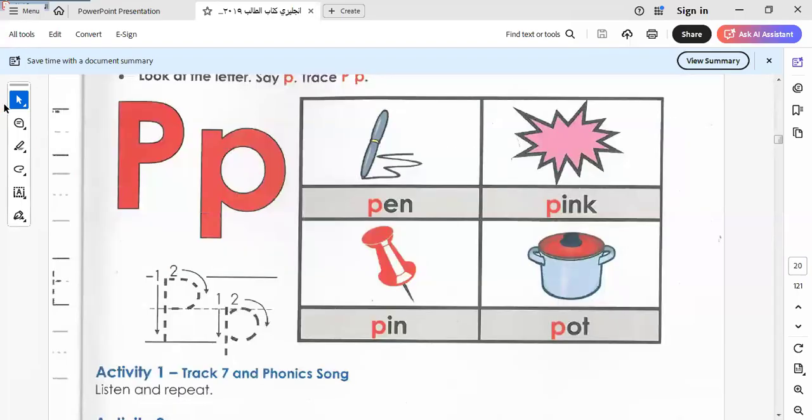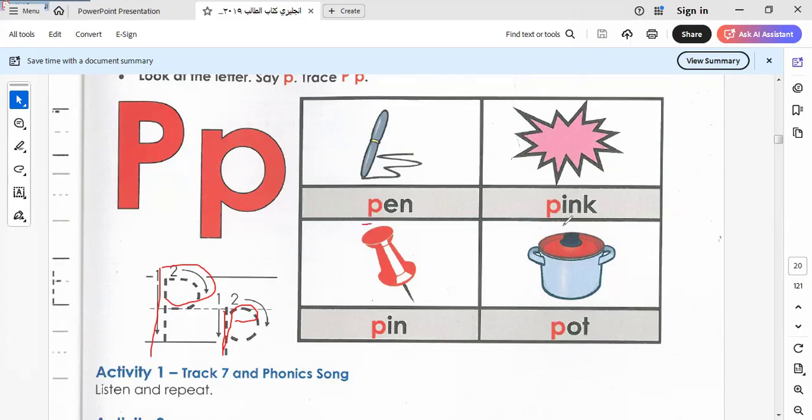Here we say capital B and small b written like this. Capital B written like this. Capital B and small b written like this. I will leave you the link of the book below the video to download it and trace the letters that we know in this video, and study again what we told in this video.